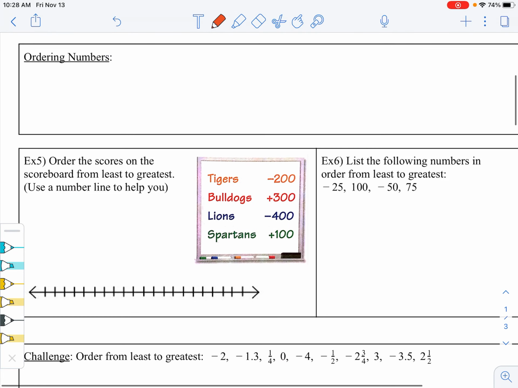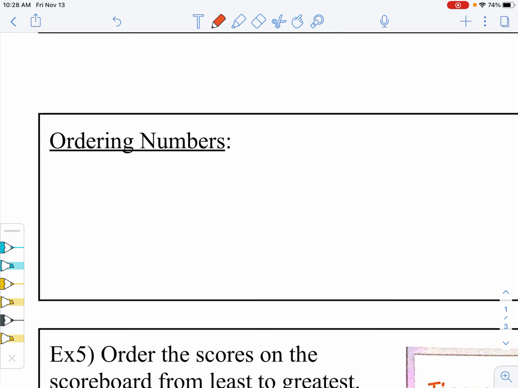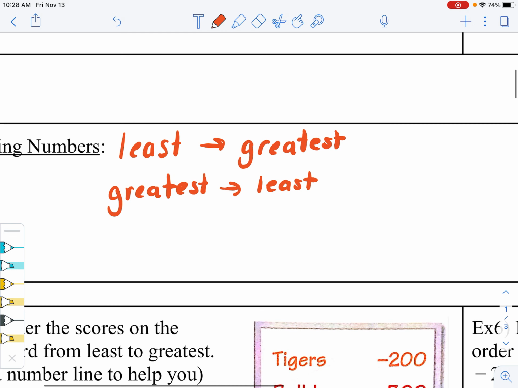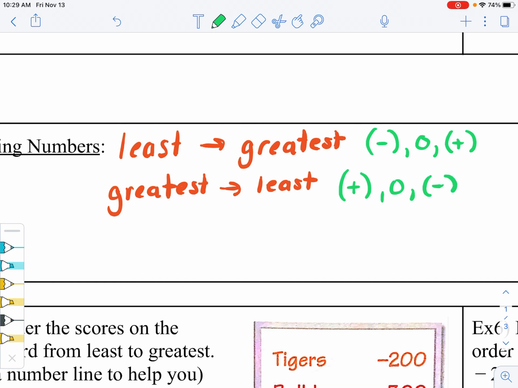Now let's go down to ordering numbers. When we are ordering numbers, the directions are going to say to order from either least to greatest. It might say greatest to least. Okay? So if we are going from least to greatest, our negative numbers are always the smallest. So we're always going to look at all of our negatives, and then 0, and then our positives. If we're going from greatest to least, we're going to do all of our positives, the biggest one first, then 0, and then our negatives. This helps us just kind of organize our information before we start to order them. Okay?